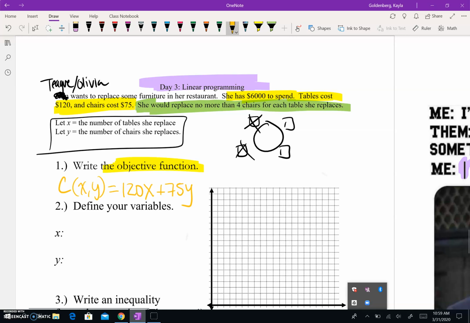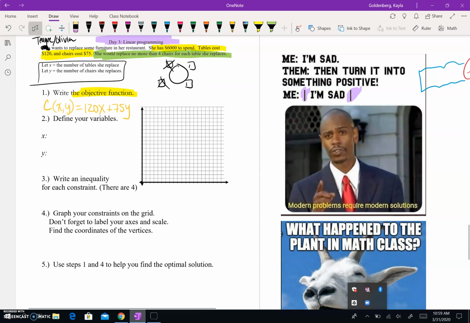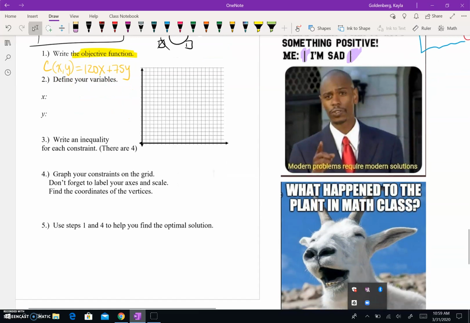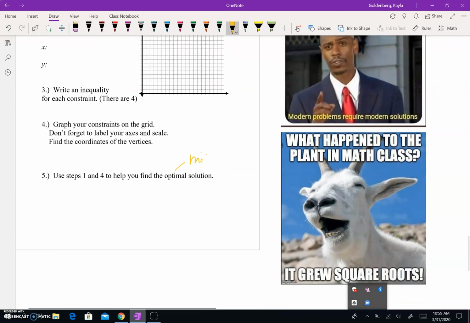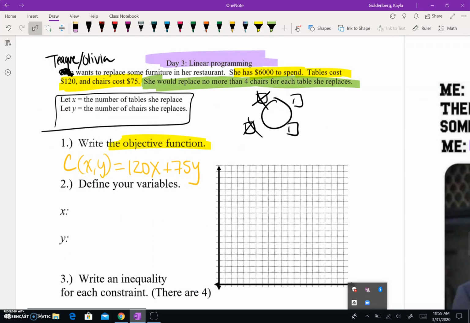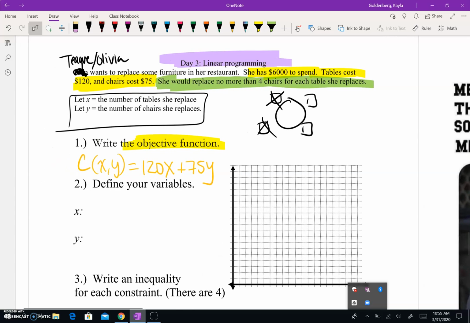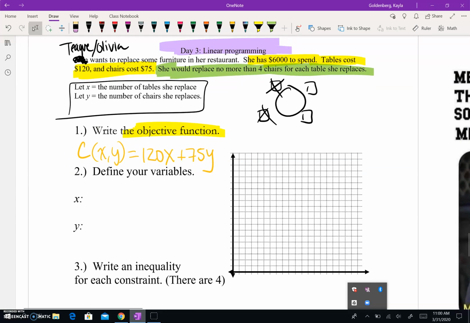I'm assuming, if I'm looking at all this, they want to replace furniture, tables are that much, and such. I'm assuming we're looking for the minimum amount that she might have to spend, as well as maybe the maximum, right? Typically they should say what they're asking you to find. You can kind of typically guess as well. Your take-home test will be very clear. You'll get one problem like this and you'll do the work so I can see that you know the process. Okay, and defining our variables, that's already been done up ahead.